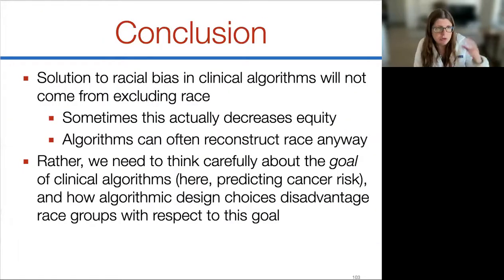All of this implies that the solution to racial bias in clinical algorithms is unlikely to come merely from excluding race. We show that sometimes this actually decreases equity. Others have shown that algorithms can often reconstruct race anyway. Rather, we think it's important to think carefully about the goal of clinical algorithms, which here is to predict cancer risk, and about how different algorithmic design choices might be more or less equitable with respect to different race groups with respect to this goal.